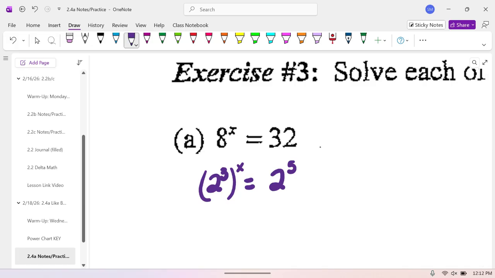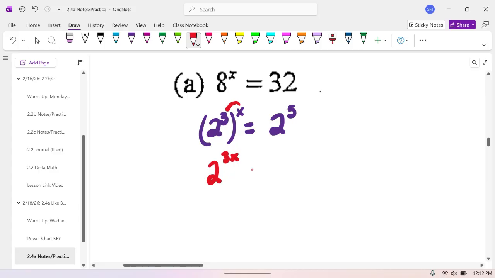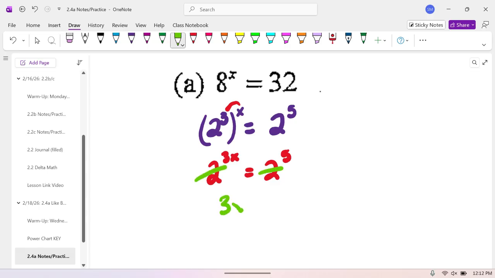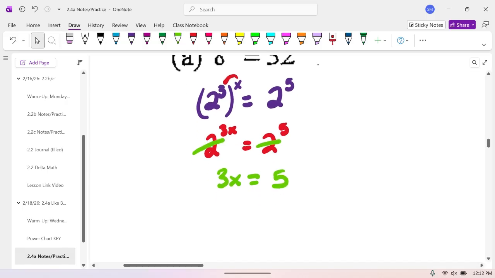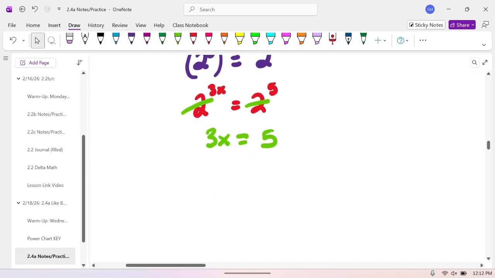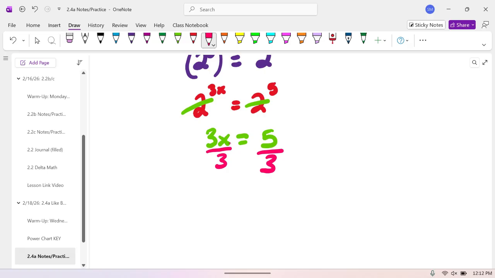Now, even though I have the like bases, I still got to do that power rule first to get rid of the parentheses before I can X things out and bring it down. So if I multiply x by 3, what do I get? 3x. So I have 2 raised to the 3x is equal to 2 to the 5th. Now I got like bases so I can get rid of them and bring down our exponents. So 3x is equal to 5. So what's the last thing I got to do to solve for x? Divide by 3. So x is equal to 5/3.